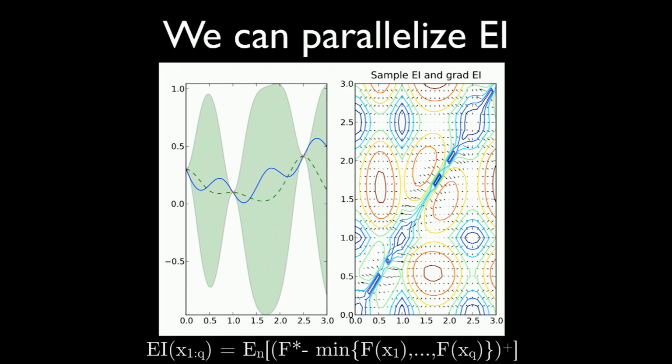Here's a picture of what that looks like. This is a problem with a one-dimensional input. The posterior mean is given by the dashed green line. I've evaluated without noise at each of these x's. And the blue line is the actual function, unobserved by the algorithm. So the QEI is a function of, in this case, 2 scalar inputs: the first point I'm going to evaluate and the second point that I'm going to evaluate, and I'm going to do those in parallel. What I'm plotting here is a contour plot of that QEI function, and also the gradient of that QEI function with these little arrows.